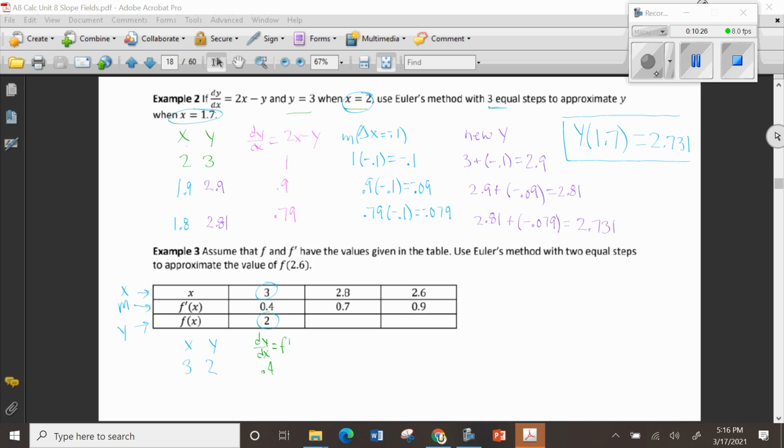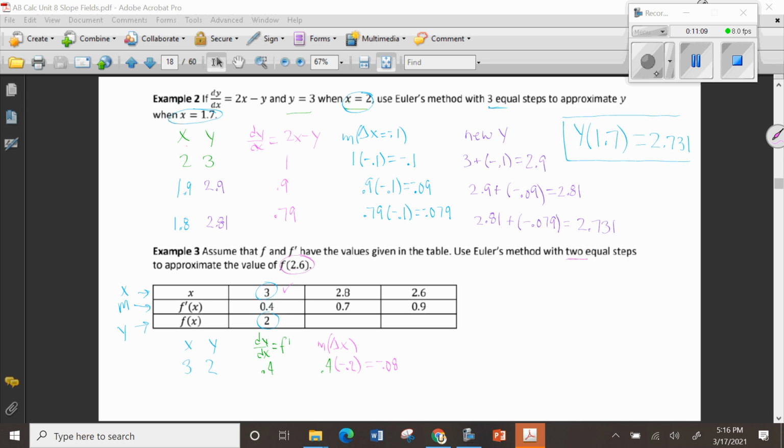So what we need to do next is fill in the blanks about what the change in x is. It says I'm trying to approximate the value at 2.6, and I am starting at 3, and it says 2 equal steps. So I'm going backwards 0.4, which means my change in x is negative 0.2. So I'm going to say times negative 0.2, and I have a 0.4 slope. We're going to multiply those, and we get negative 0.08.